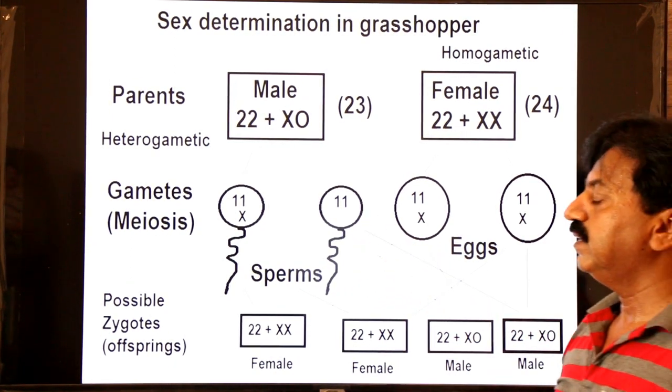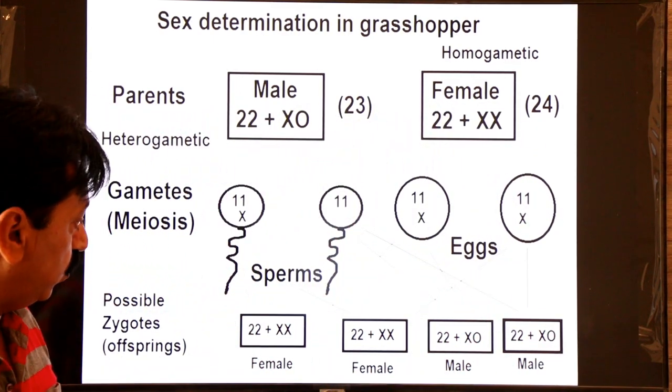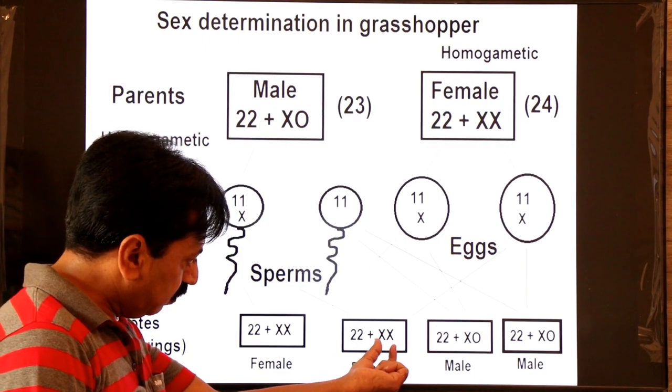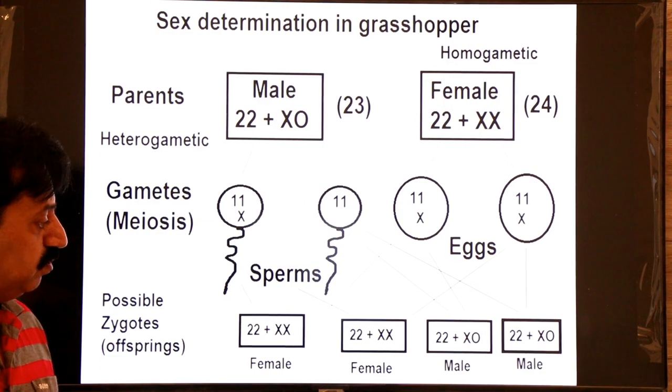So in case of grasshopper, there is a system of XX and X0. A zygote with 2 X chromosomes develops into female, and a zygote with only 1 sex chromosome, the X chromosome, develops into male.